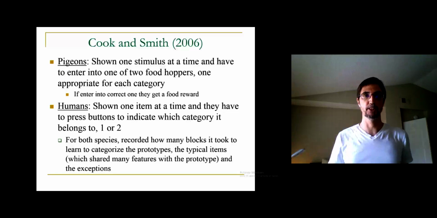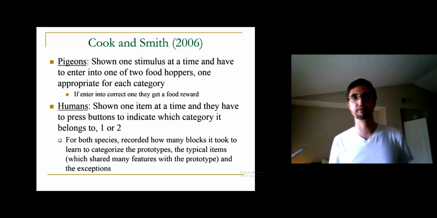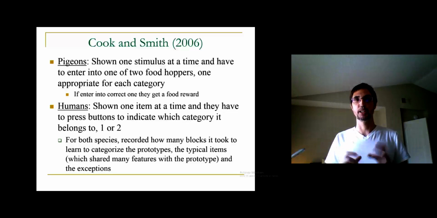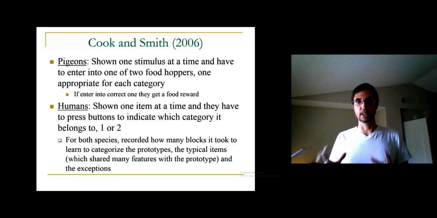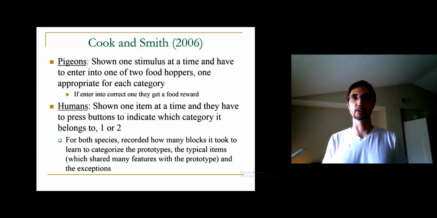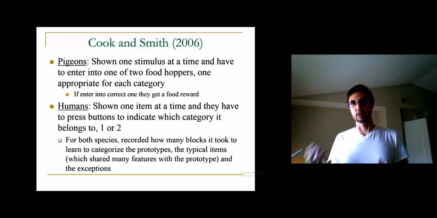So let's look at what the pigeons had to do and what the humans had to do. The pigeons were shown 1 stimulus at a time, and then they had to enter one of 2 food hoppers. They had to enter the correct one and peck at a key in order to get a reward. So only if they enter the correct food hopper do they get a reward. And the humans were shown 1 item at a time, and they had to press a button to indicate which category it belongs to, 1 or 2. And then they were told as they responded whether or not they were correct.